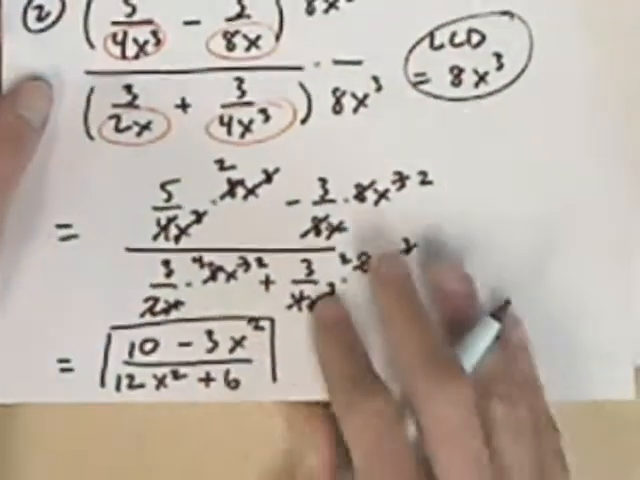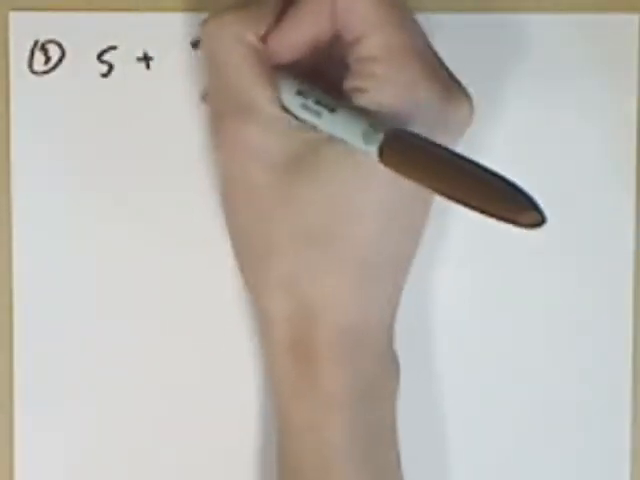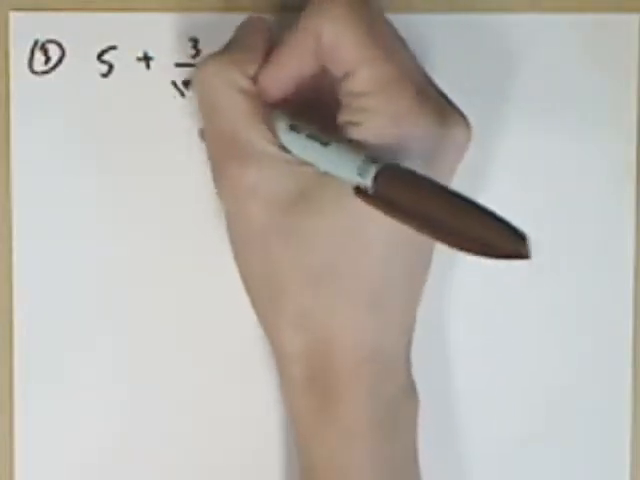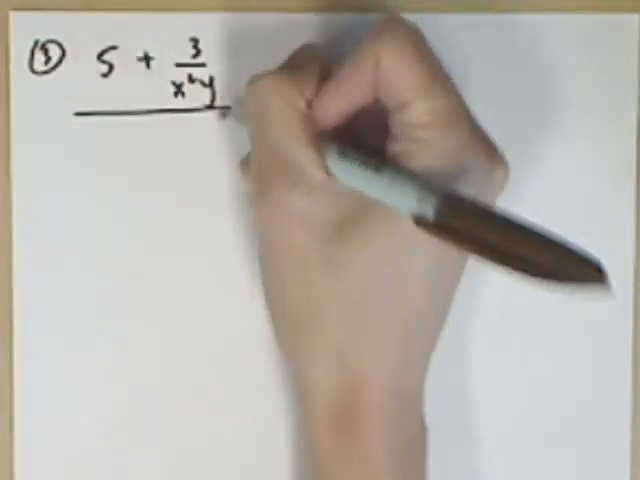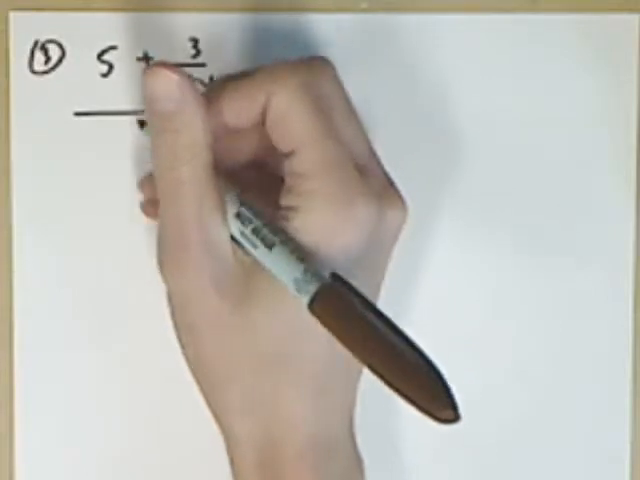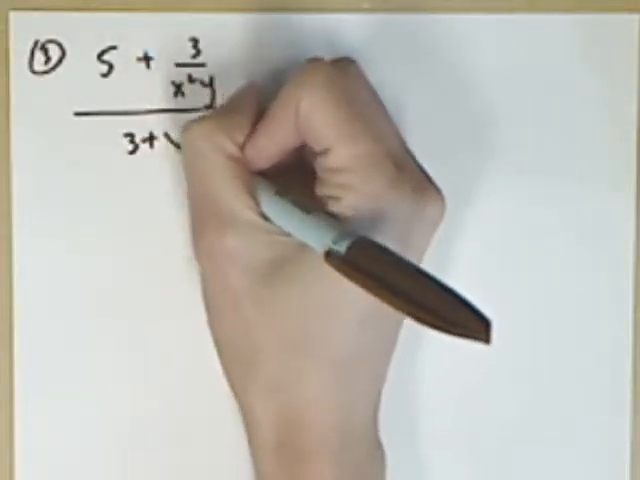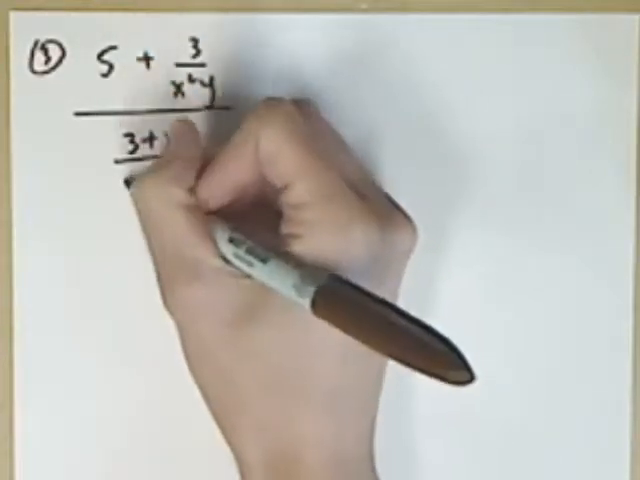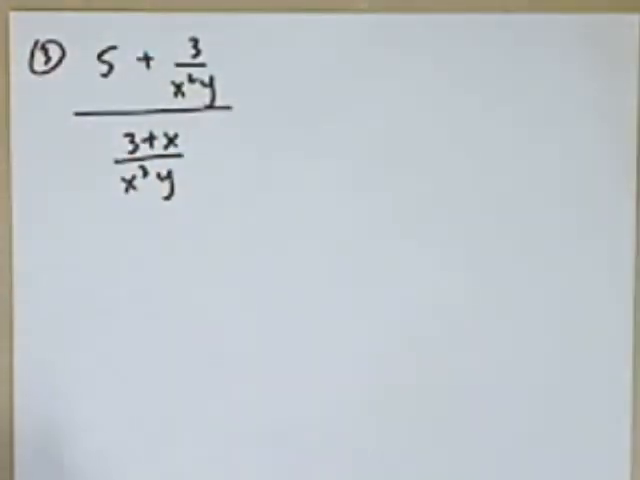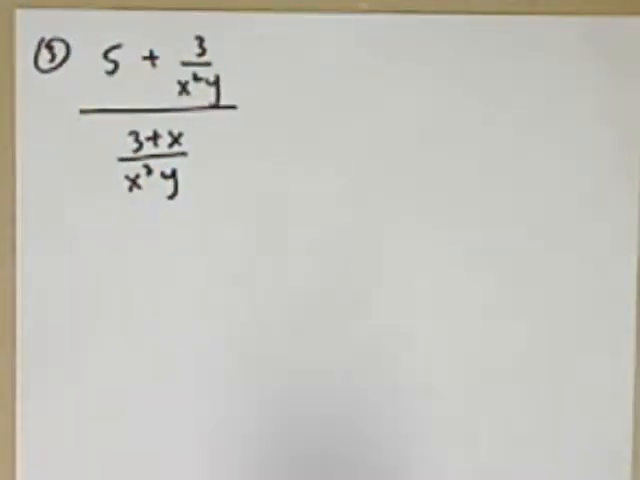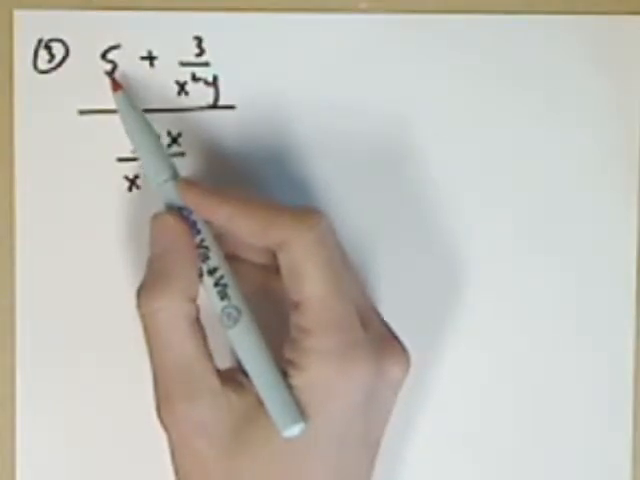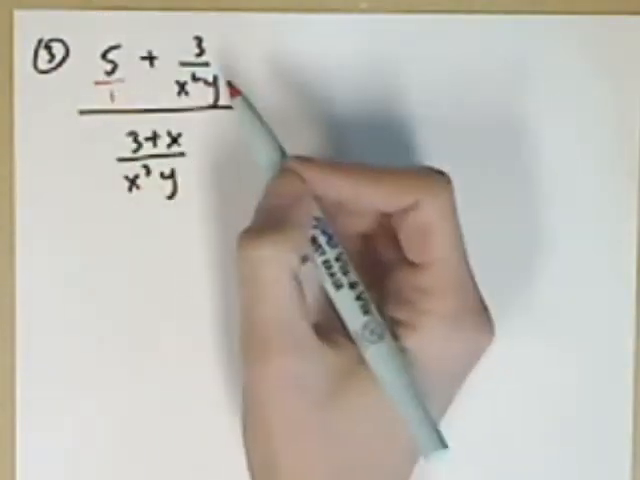Let's do one more. So for the final one, we are going to look at, let's do for number 3, 5 plus 3 over x squared y, all divided by 3 plus x, which is a numerator, over x cubed y. So as I take a look at what I have here, I really have 3 fractions. This fraction is an exciting one. It's just 5 over 1.